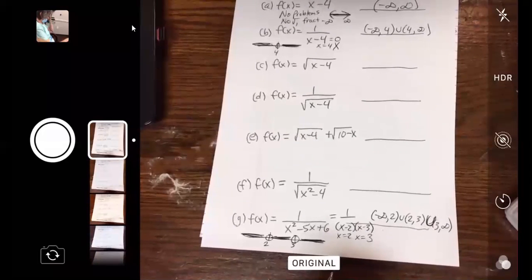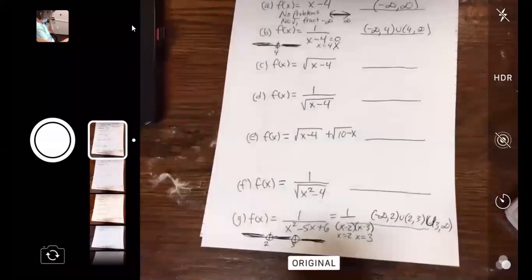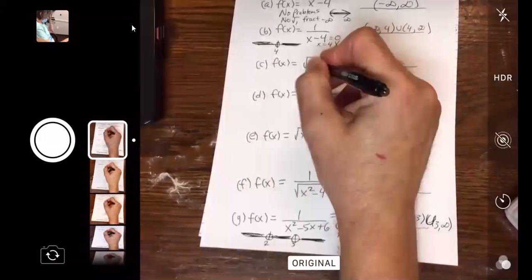Are you ready for the square root? All the others have got square root problems. Well, two of them also have square root fraction problems. Are you ready for those? Yes. All right, now this one, see the square root's on top.